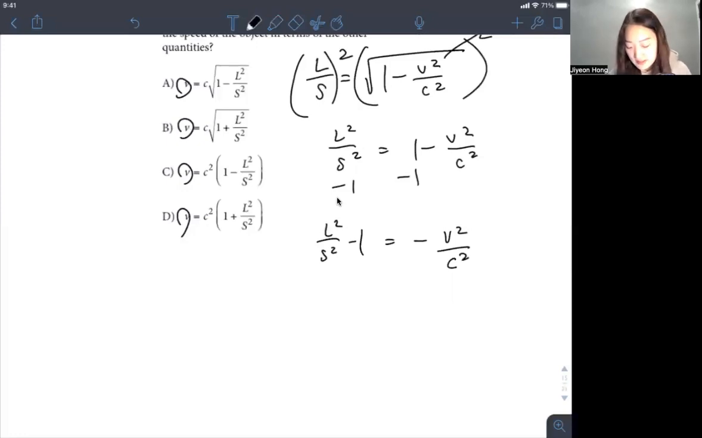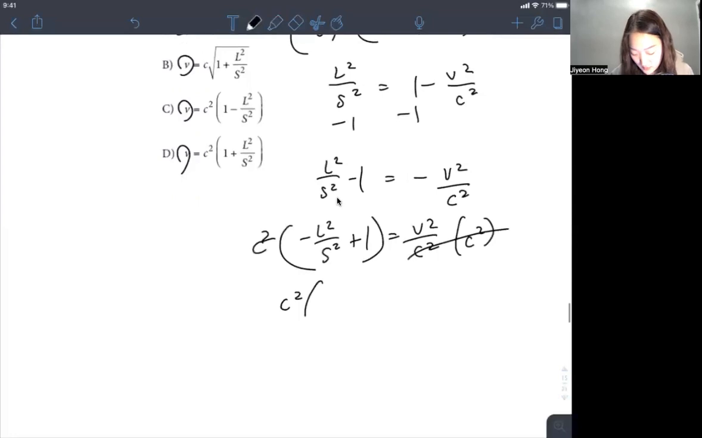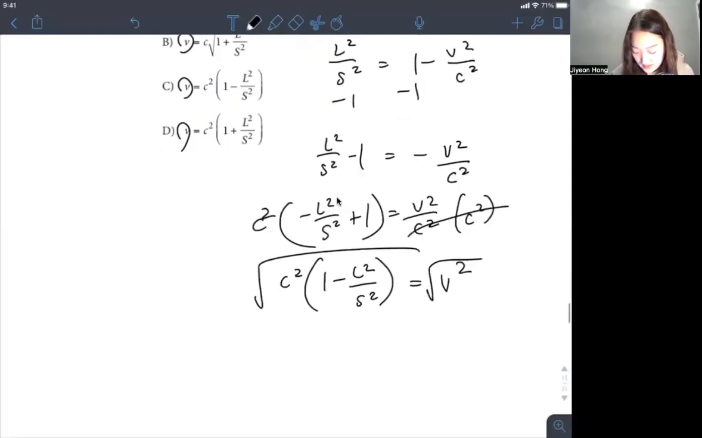I'm going to divide by negative 1 on both sides. So we get negative L squared over S squared plus 1 is equal to V squared over C squared. And then I'm going to multiply by C squared on both sides. So we get C squared. And then I'm going to switch the order just to make it look simpler. So 1 minus L squared over S squared is equal to V squared. And the final step is to square root it. So we get V is equal to the square root of C squared times (1 minus L squared over S squared).